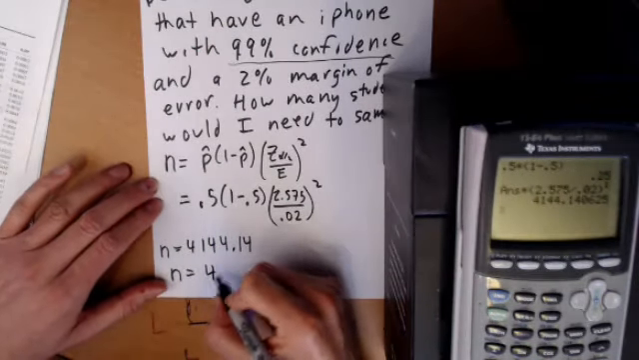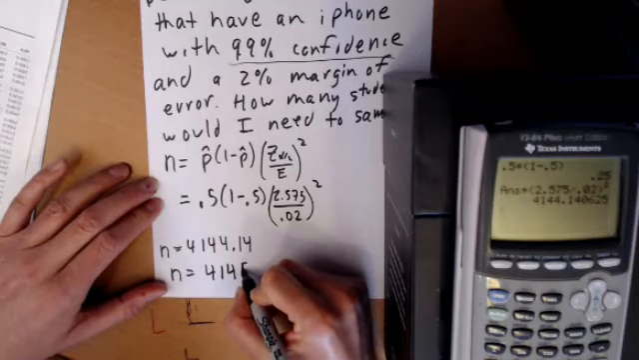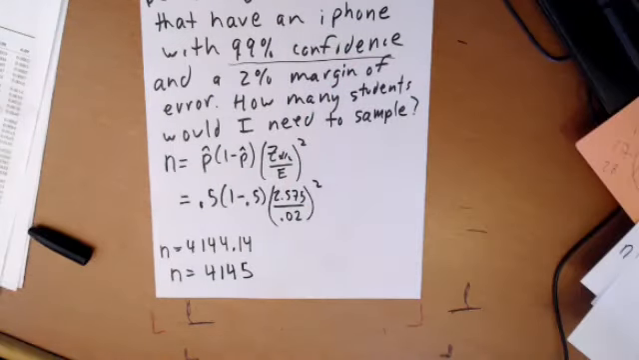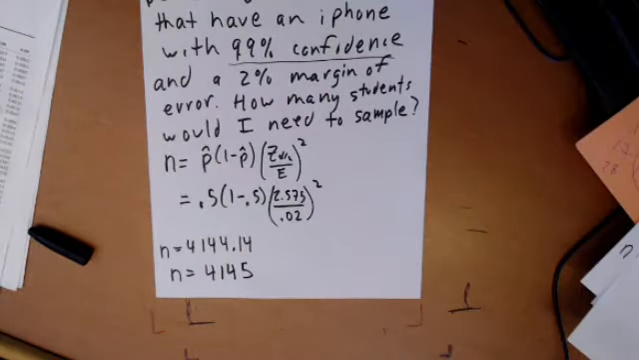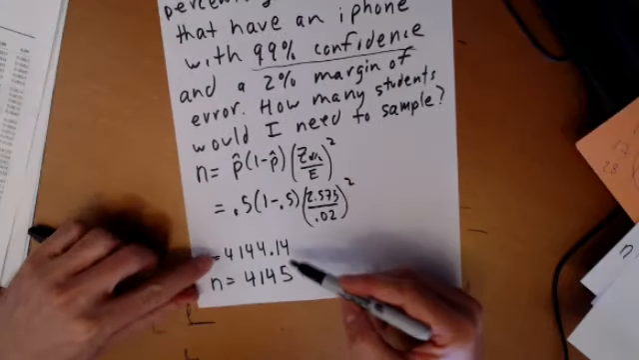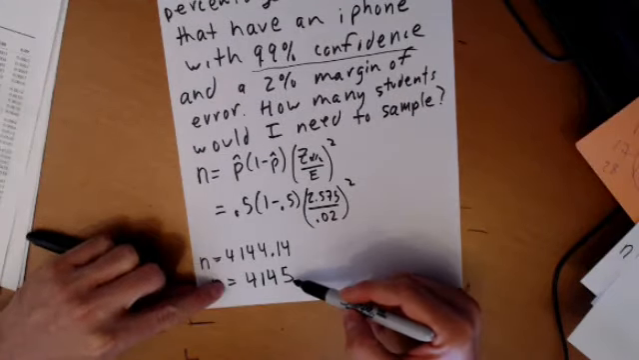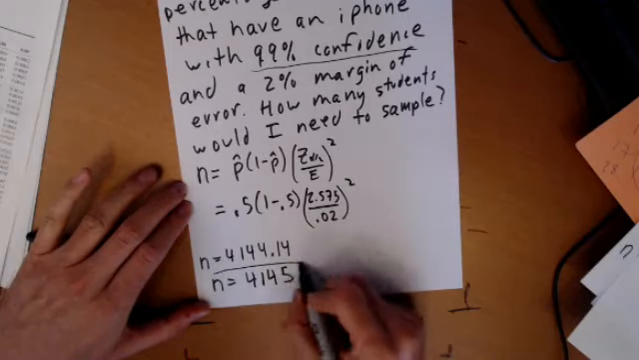And we know that we have to round up, up, up to the nearest whole number. So 4145. Aha. And hopefully you're cool with that rounding up. We have to talk to at least this many people, so we round up to the nearest whole number. Ta-da.